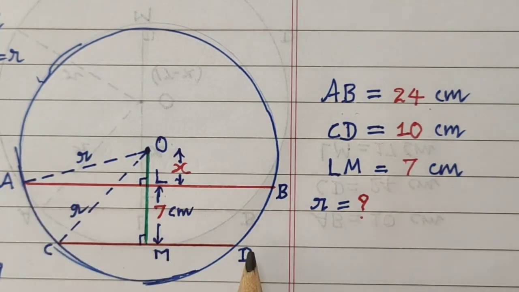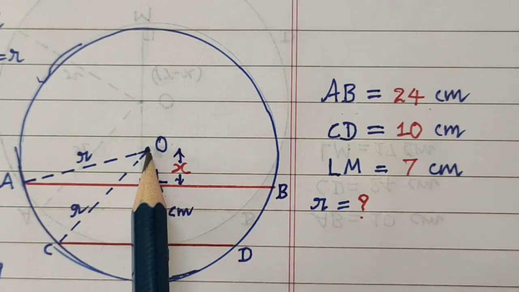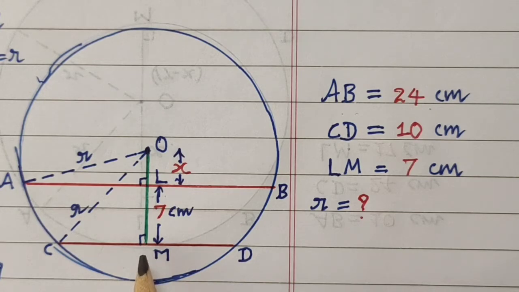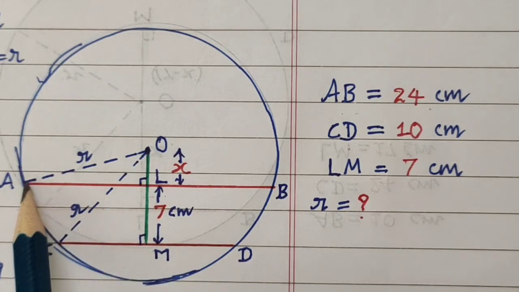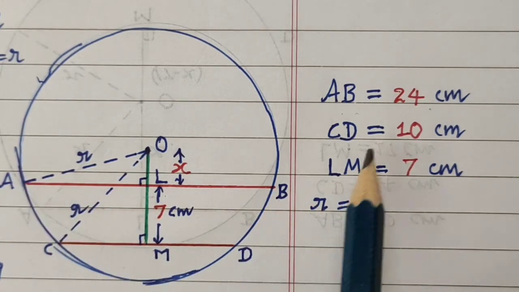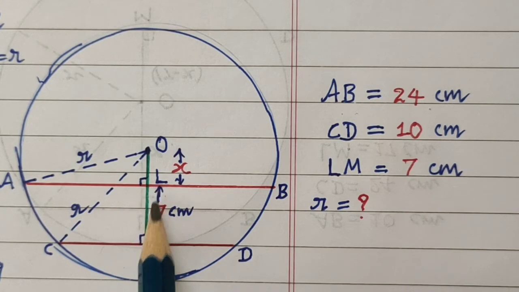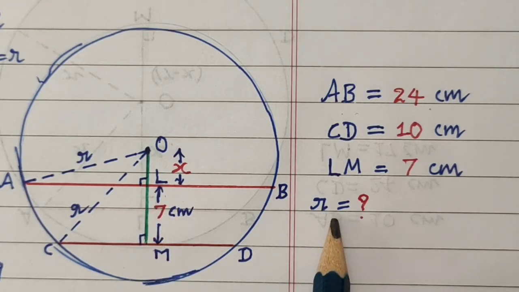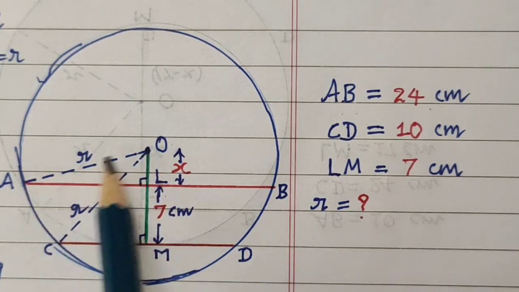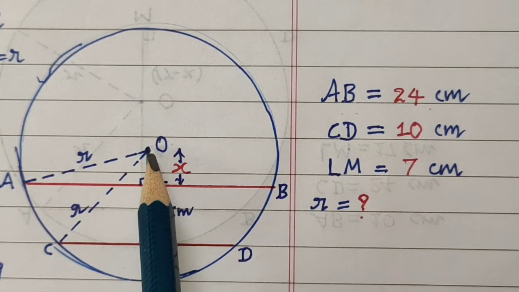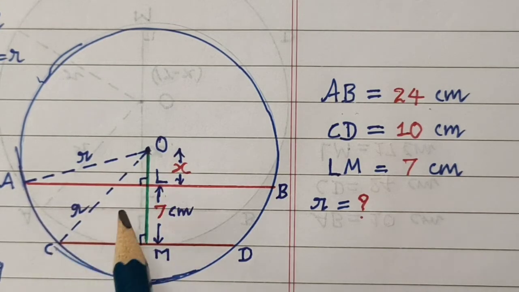AB and CD are two parallel chords that lie on the same side of the center of the circle. The chord length of AB is 24 centimeters, that of CD is 10 centimeters. The distance between the two chords is 7 centimeters. We need to find R. So join OA, join OC.